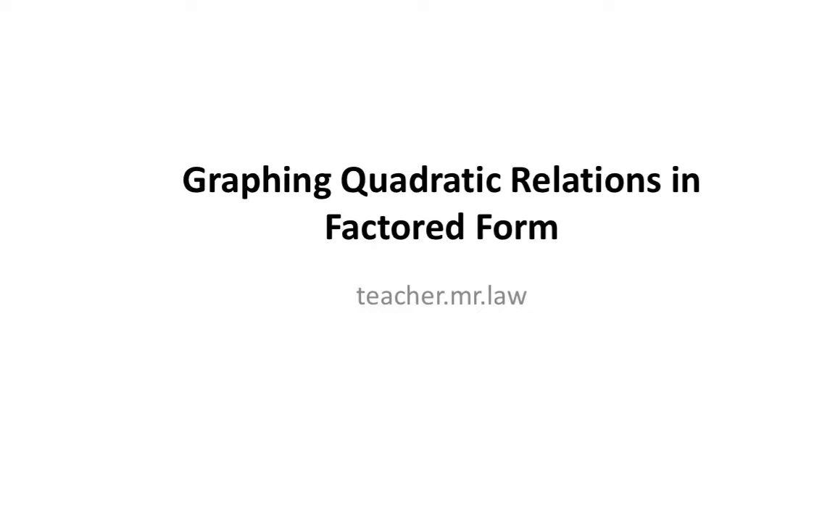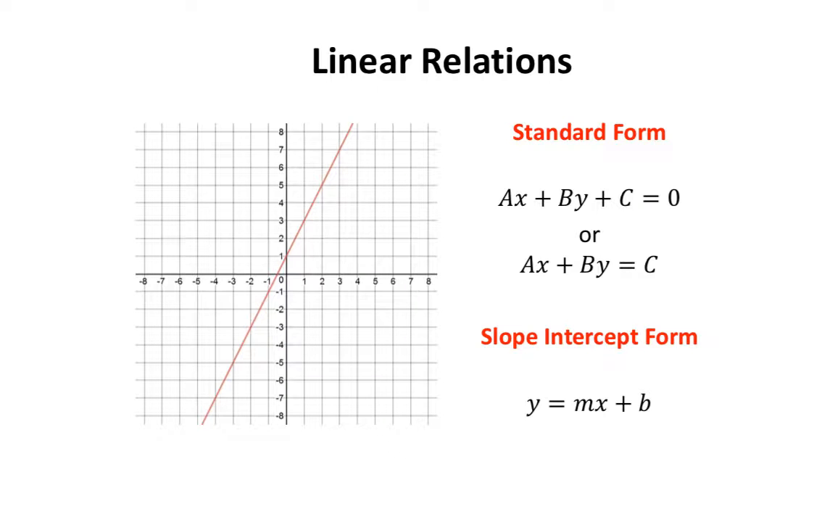In today's lesson, we'll be learning how to graph quadratic relations in factored form. If you recall, a linear relation resembles a line. There are two forms that a linear relation can take on. It can take on standard form or slope-intercept form. As we learned previously, standard form is not as useful as slope-intercept form, because in slope-intercept form, you can easily see the slope and you can easily see the y-intercept.